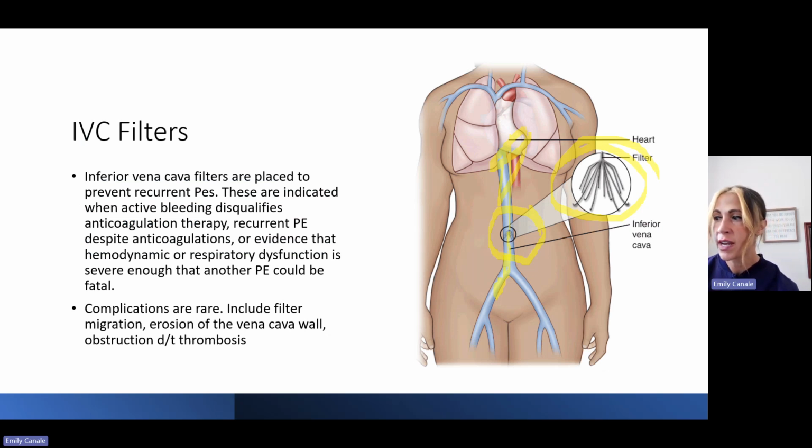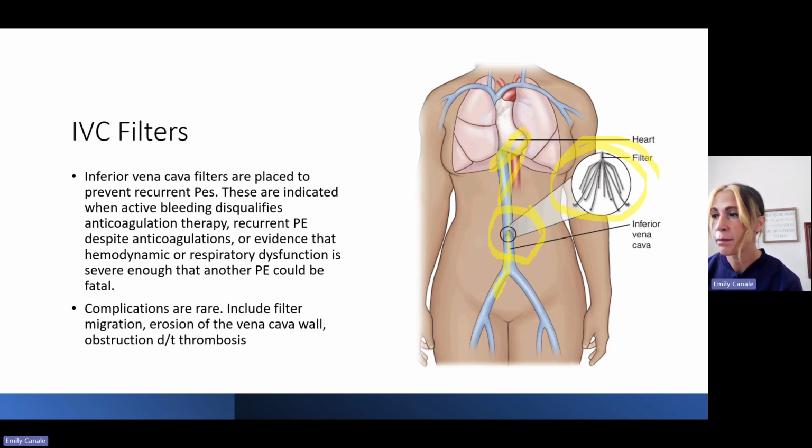They could also put in a filter to prevent those clots from being able to travel up again into the pulmonary artery. So they prevent recurrent PEs from happening. But if there's any sort of active bleeding, like if they aren't able to do the anticoagulation therapy, that's when they would be more likely to place one of these filters in.